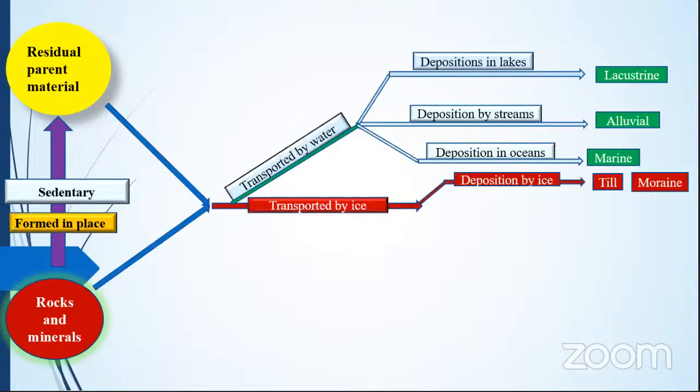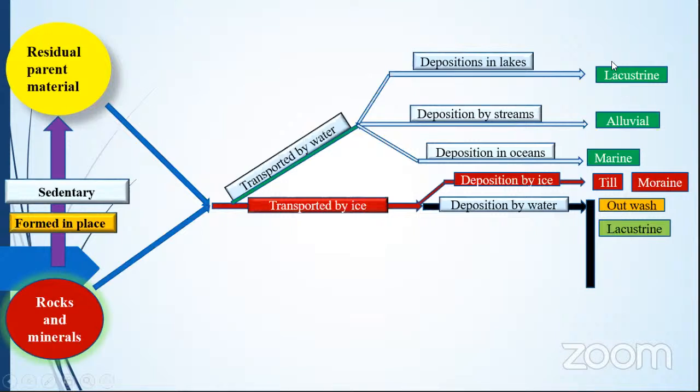Another one, students: if the ice melts, what will happen? Ice melts and later becomes water. So again it will be deposited by water. If the ice melts and the deposition takes place by the melted ice water, those have different names. The very first one is called outwash. Outwash means after deposition some washout happens.